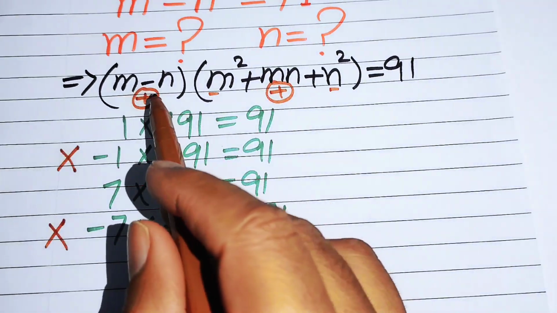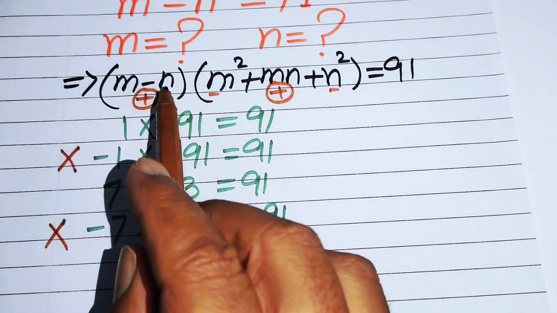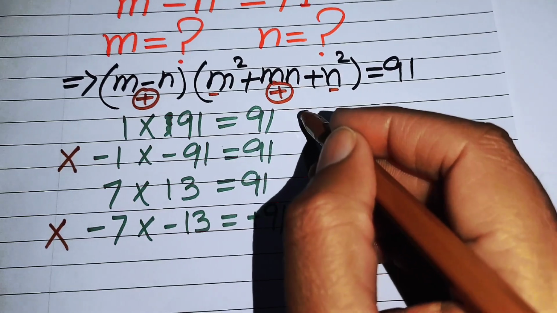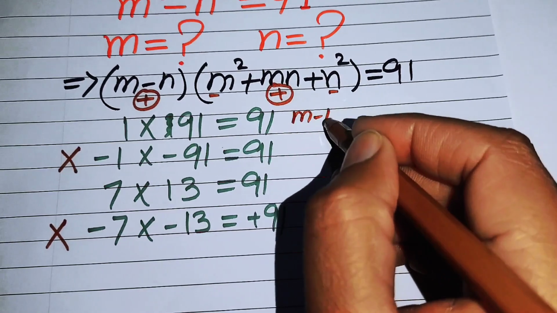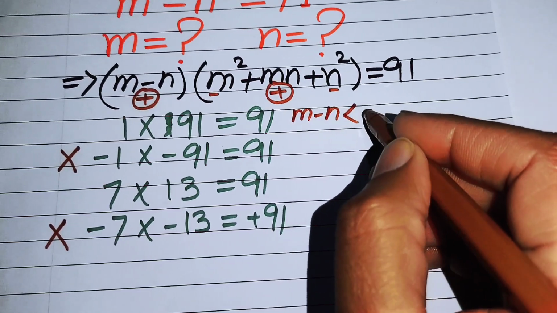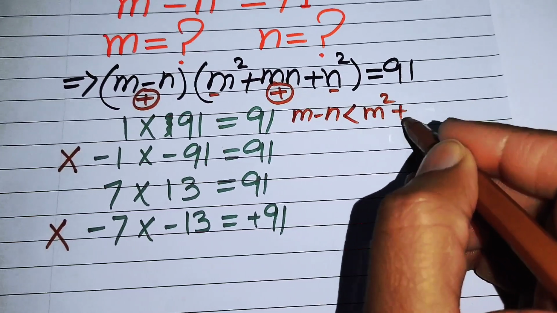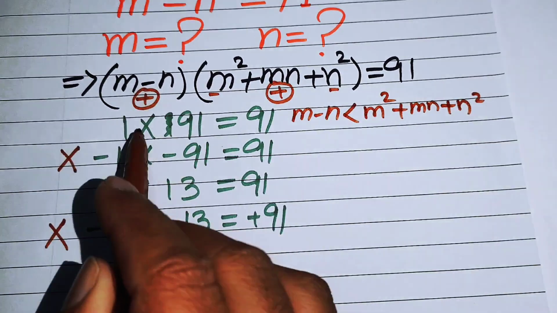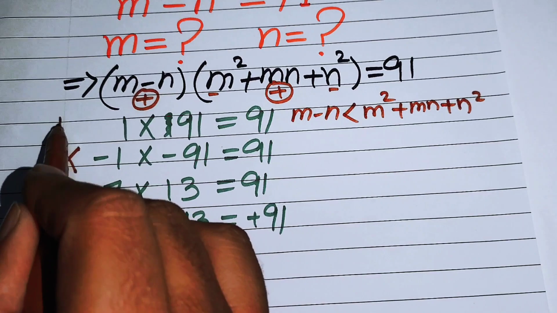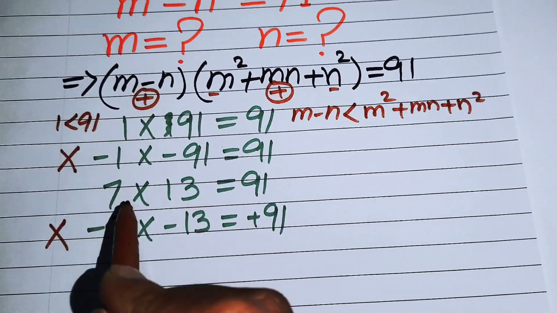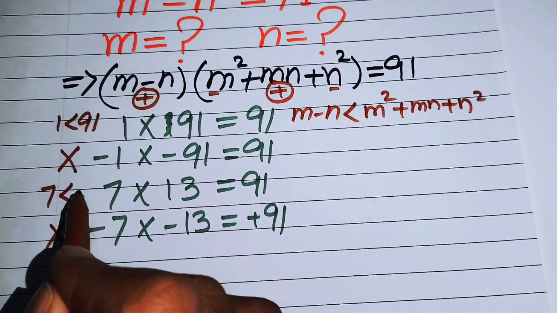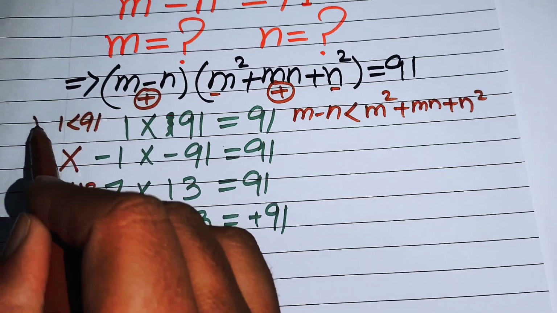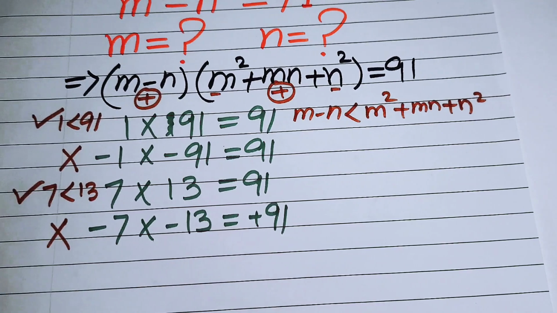Now again, you see the relation between m minus n and m squared plus mn plus n squared is that m minus n is always less than m squared plus mn plus n squared. Here 1 is less than 91, and 7 is also less than 13. So it means that we have these two possible cases.